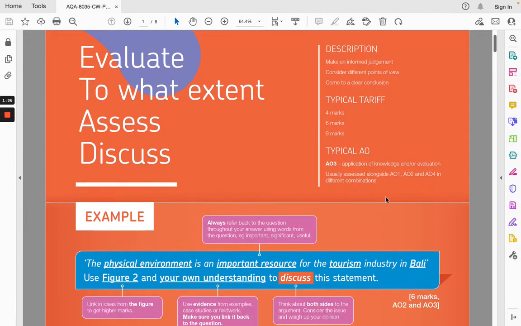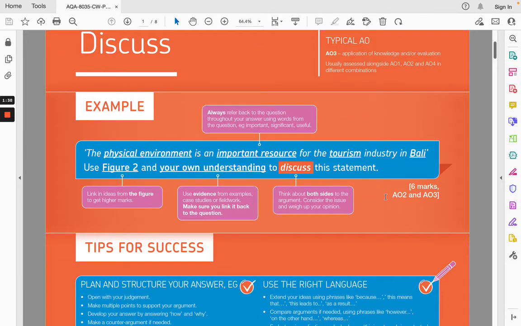An example question that AQA have given us here: the physical environment is an important resource for the tourism industry in Bali. Use figure 2 and your own understanding to discuss this statement. Straight away, we're looking at 6 marks, so it's ECS times 2. The command word is discuss, it has been boxed, and you have to consider both sides of the argument. It's a discussion.